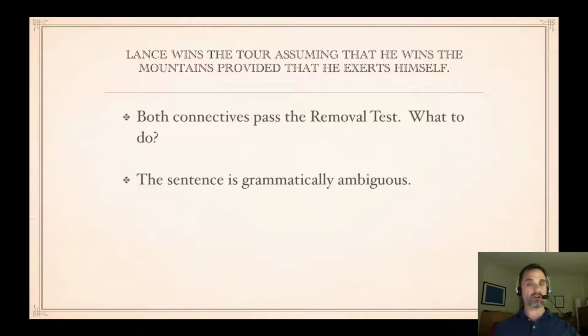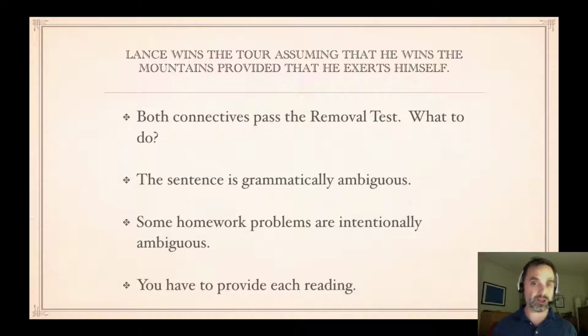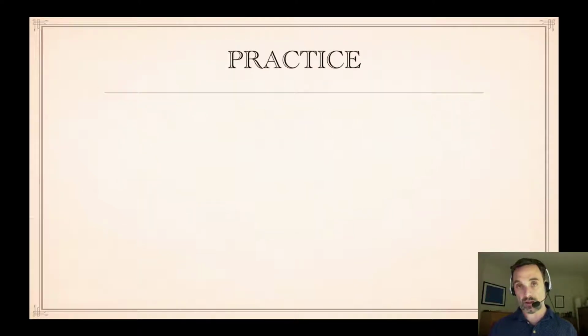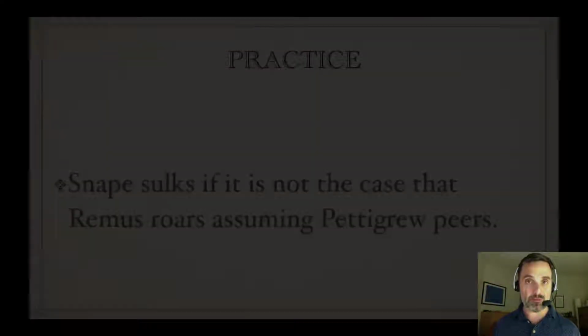Remember, we talked in the beginning of the course about how we want to have a symbolic language. We have a symbolic language because, on the one hand, we want a language that's not grammatically ambiguous, but on the other hand, natural languages are grammatically ambiguous, and this is an example of that. Some homework problems are intentionally ambiguous, and when you're presented with such a problem, you have to produce multiple symbolizations. You have to produce symbolizations of the different readings. So let's take a look at that in the program. Here we have a sentence: Snape sulks if it is not the case that Remus roars, assuming Pettigrew peers. So we'll go and take a look at this problem in the program.